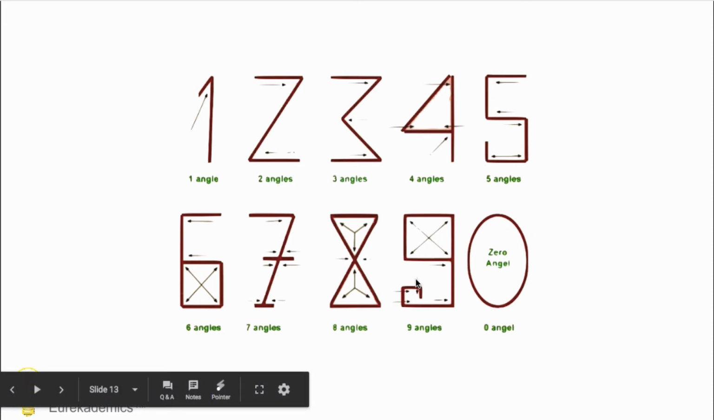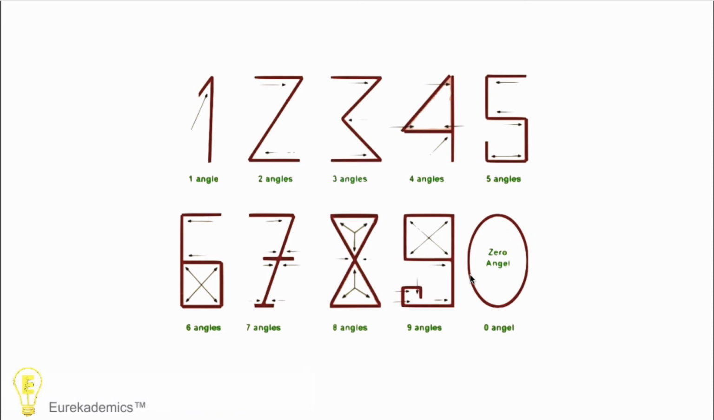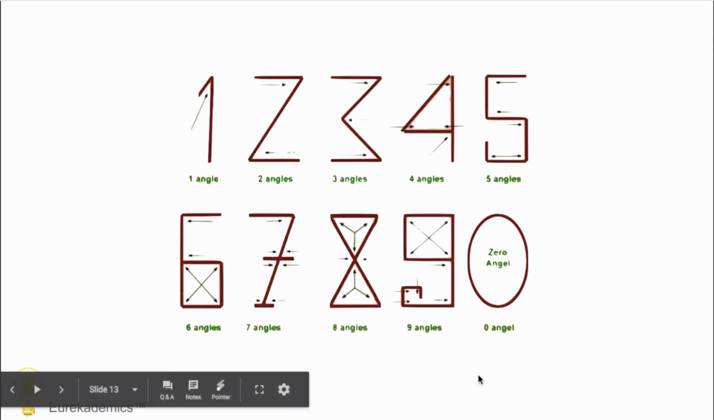So what happens when we get to 9? Well, we don't go back to 0. We put them together and we call it a 10. It starts the next row. We'll get there very soon.